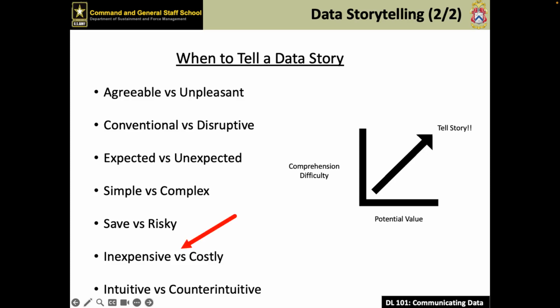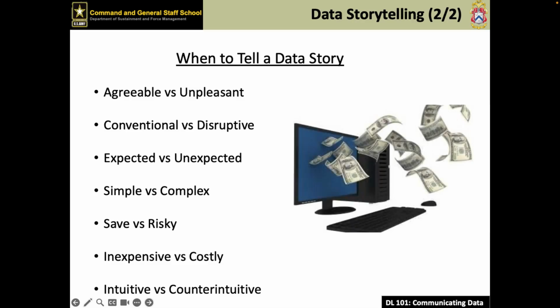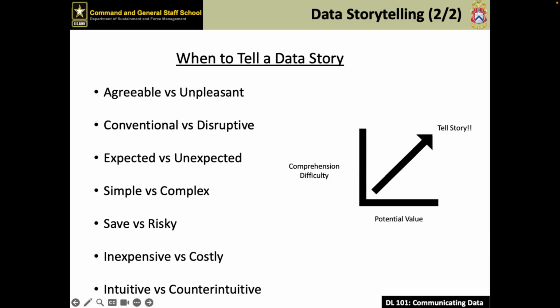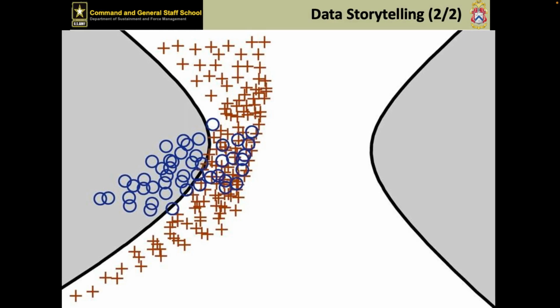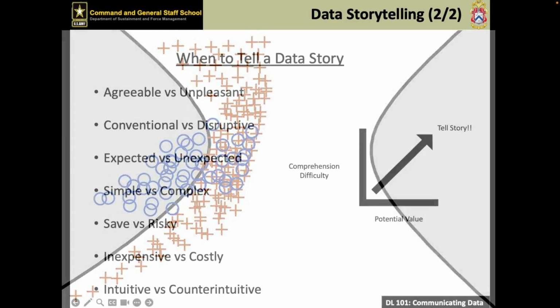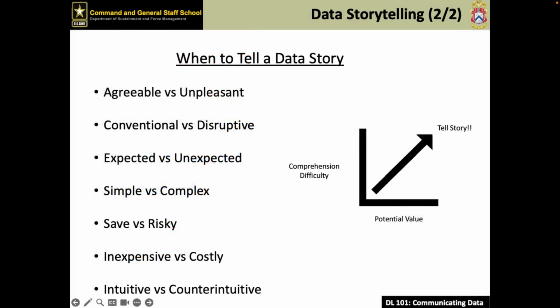Inexpensive versus costly. Costly data involving lots of resources and investments might require a persuasive story to justify the spending. Intuitive versus counterintuitive. Counterintuitive data defies expectations as well, and that requires a strong narrative to help the audience see the logic and the value behind your findings.